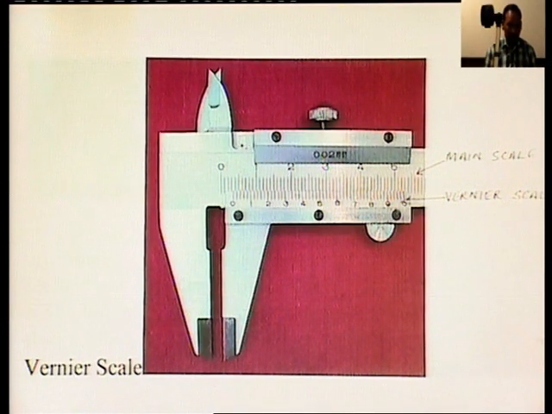The vernier caliper should not be used as a substitute for a wrench or hammer. The measuring surfaces of the jaws should be free from dust, dirt and oils.